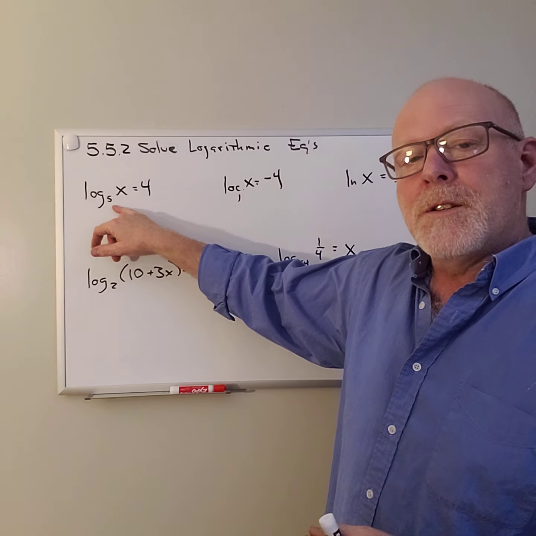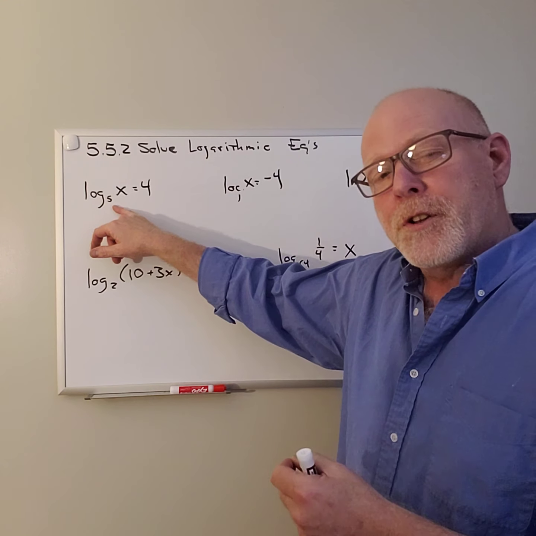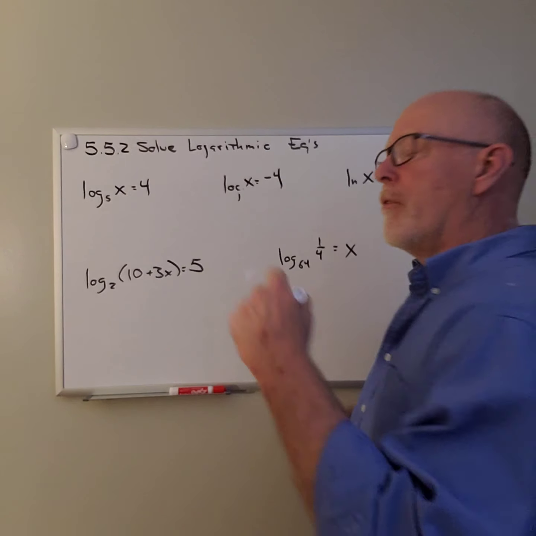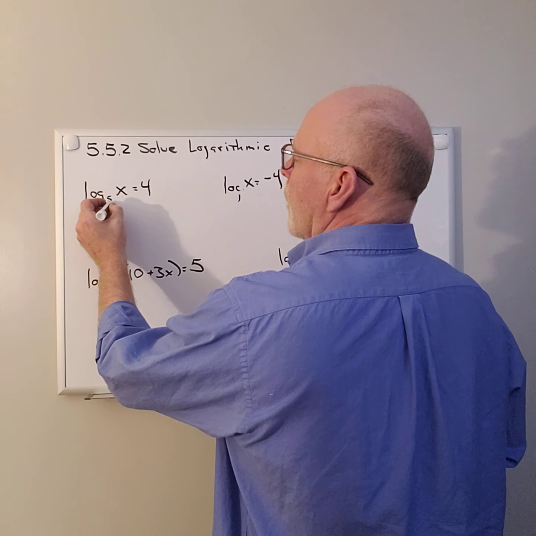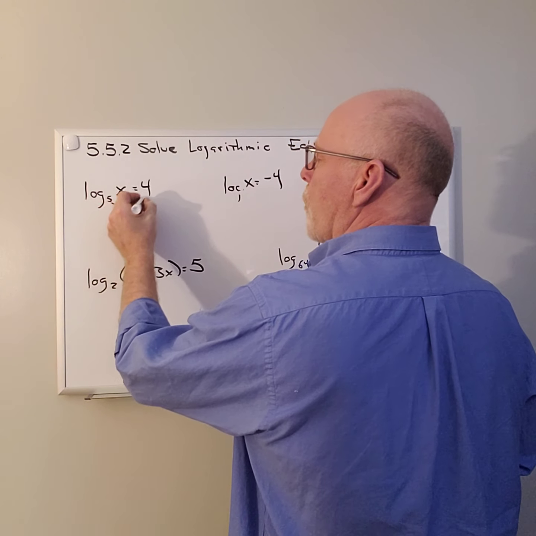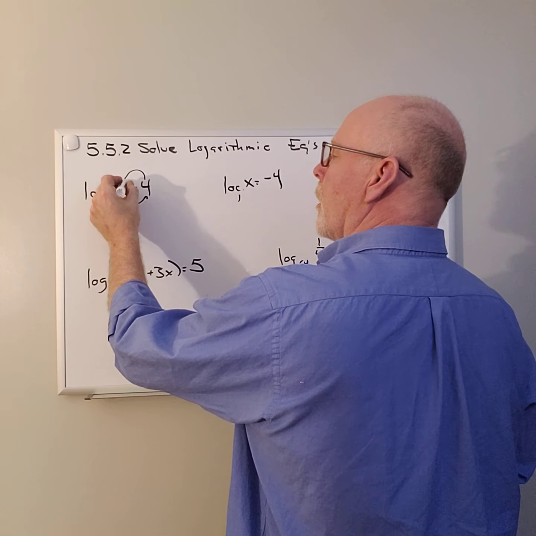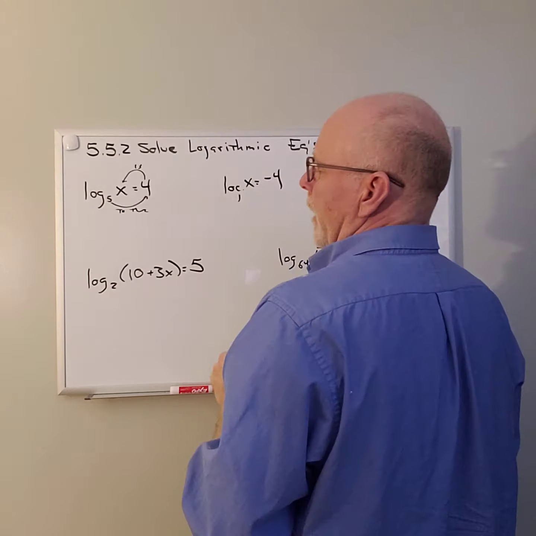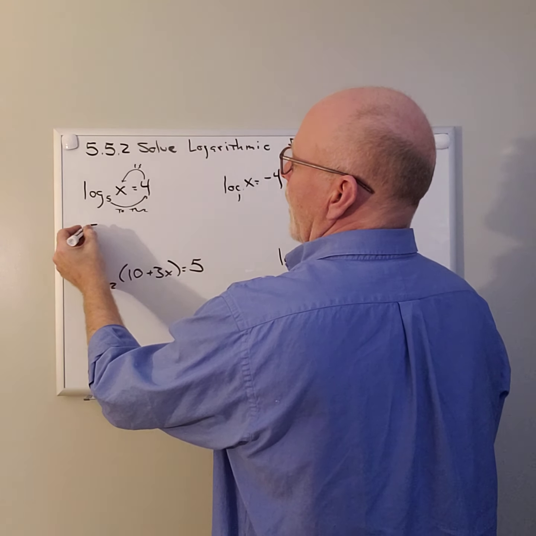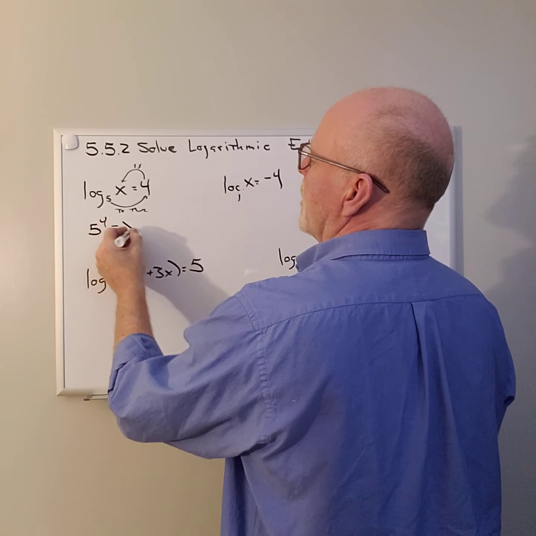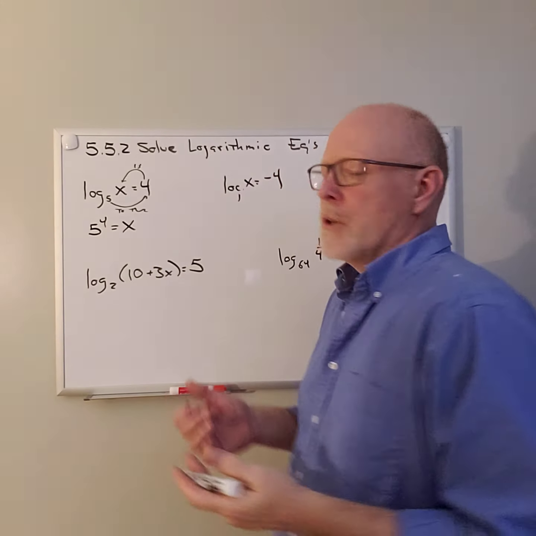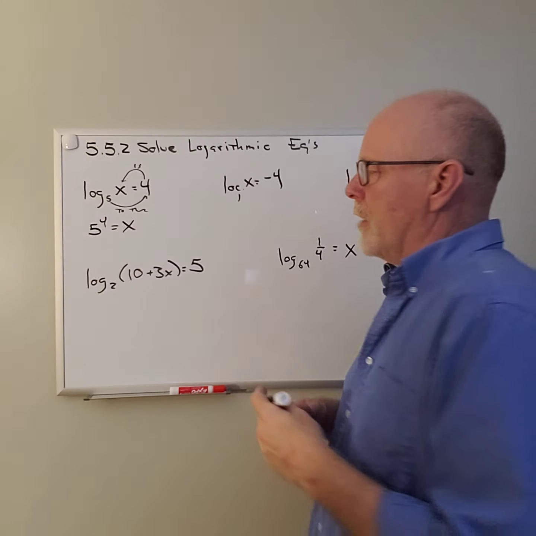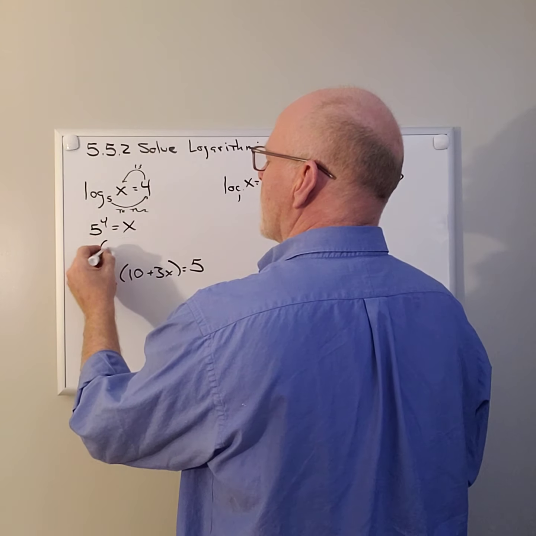All we have to do with these is go back a couple sections and convert them into exponential form. If we've got log base 5 of x is 4, that means 5 to the 4th power is x. It's no longer an equation, it's already solved. X is just 5 to the 4th power, which would be 625.